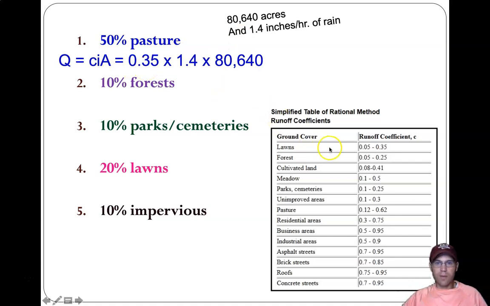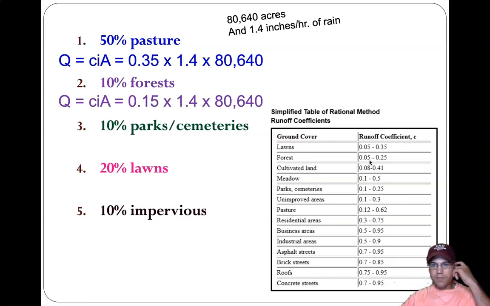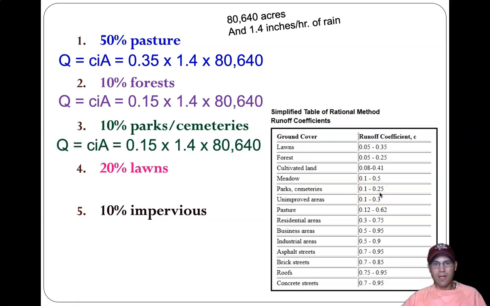So for pasture, the C is going to be an estimate. We're going to do something in the middle here, an estimate of 0.35. That's kind of halfway between 0.12 and 0.62. For forest, what are we going to put in for our C? Between 0.05 and 0.25, I kind of just rolled with 0.15. It's like 0.10 away from each of those. Parks and cemeteries, it ranges from 0.1 to 0.25. So what are we going to put there? I just rolled with 0.15 again.